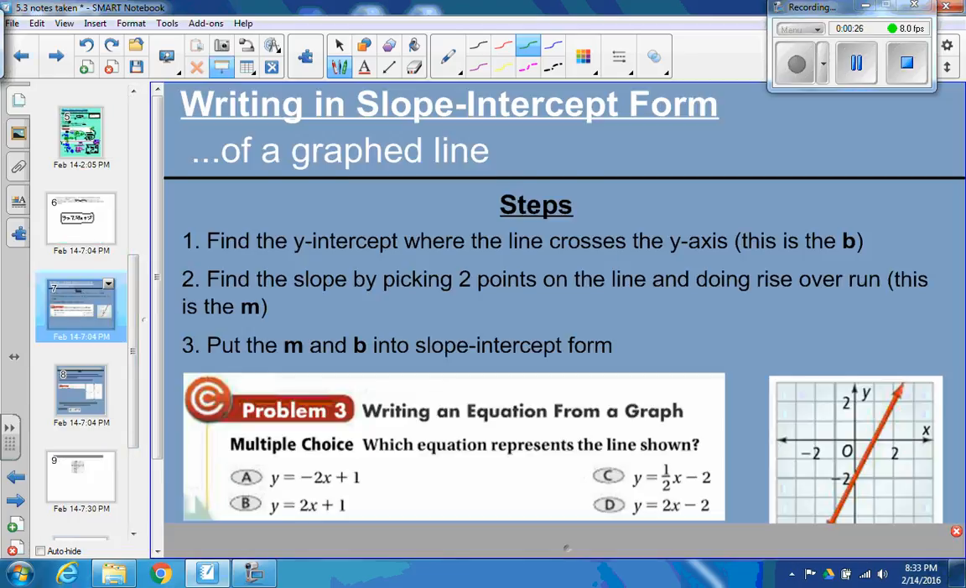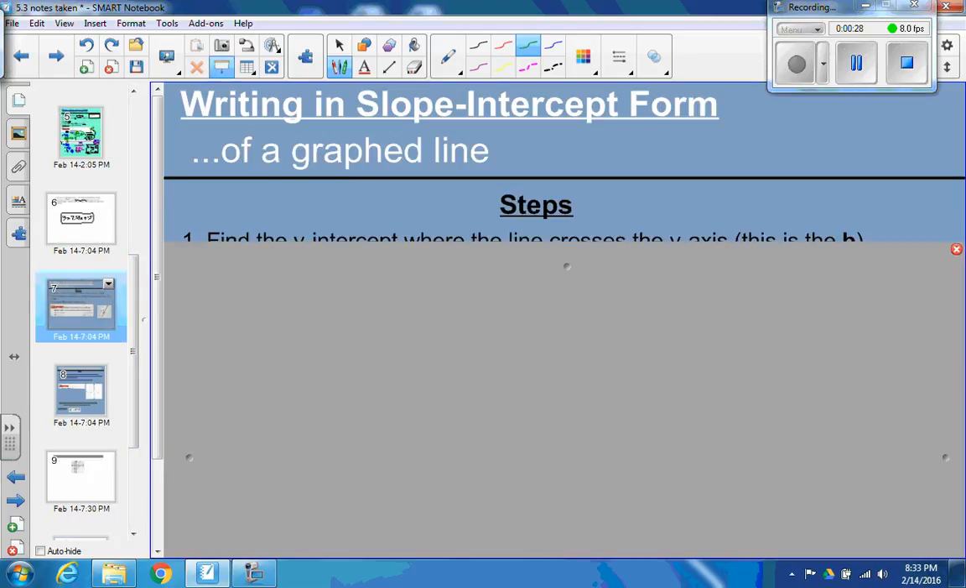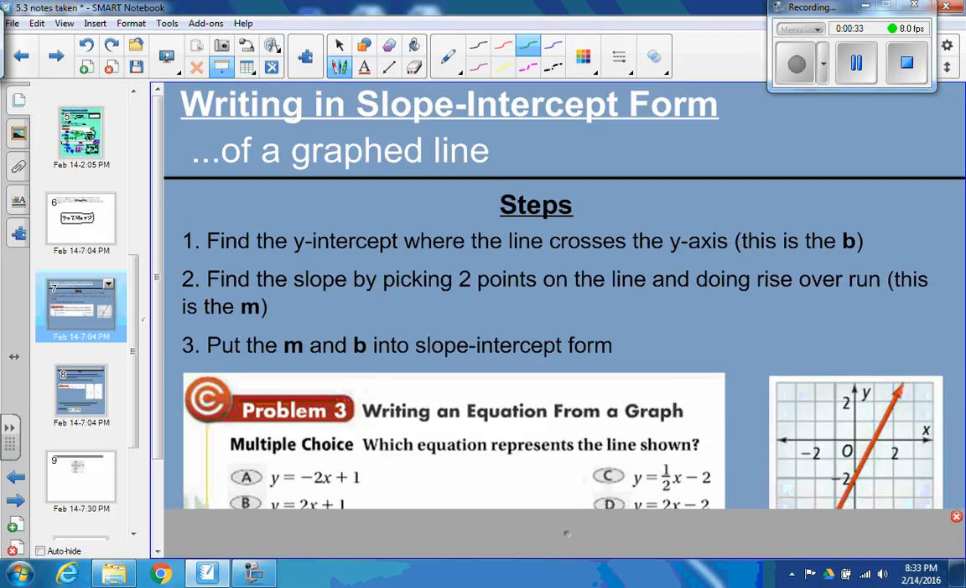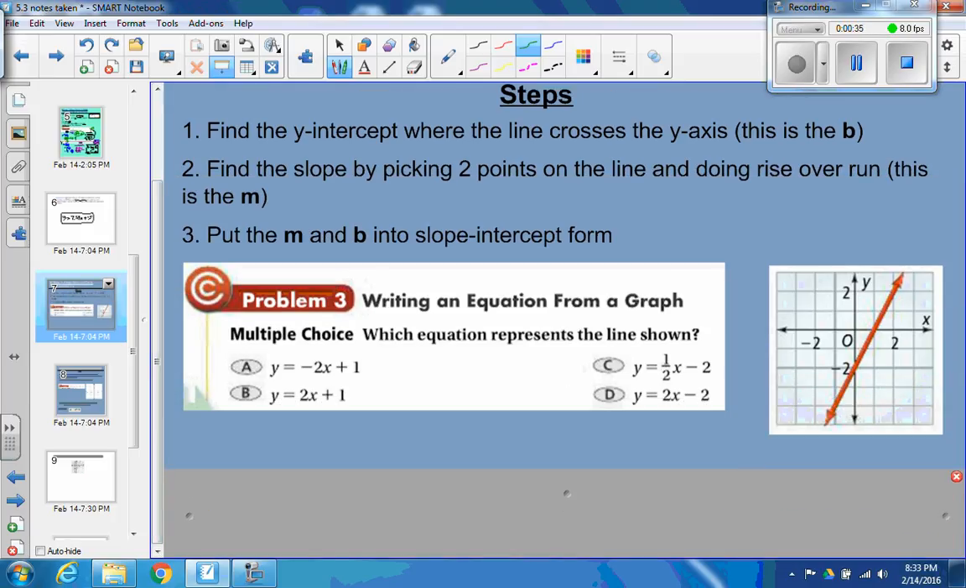Here's the first part. We'll say it is writing slope-intercept form of a graphed line. And here's an example that you'd be given. It says, which equation represents the line shown? So I'm giving you a line graph, and you have to tell me what the equation is. So for instance, here are the steps that we're going to take to do this. The steps are right above here.